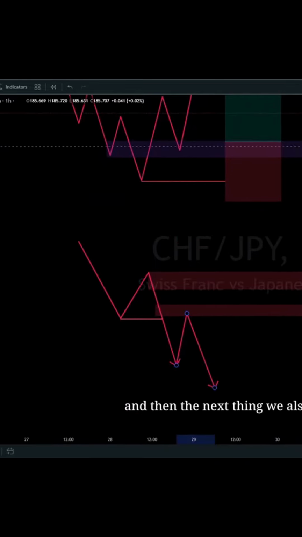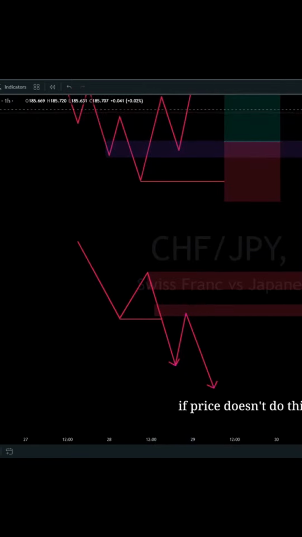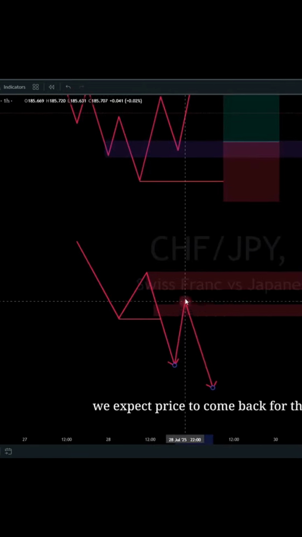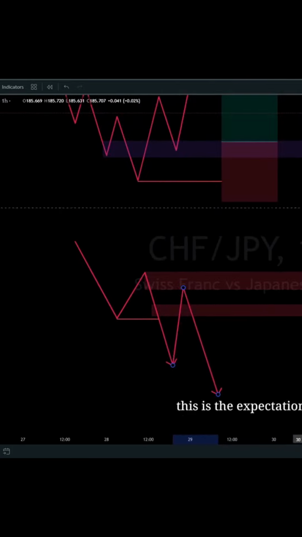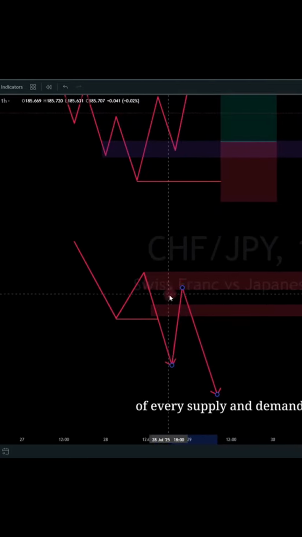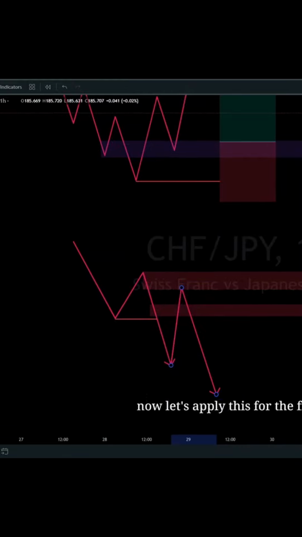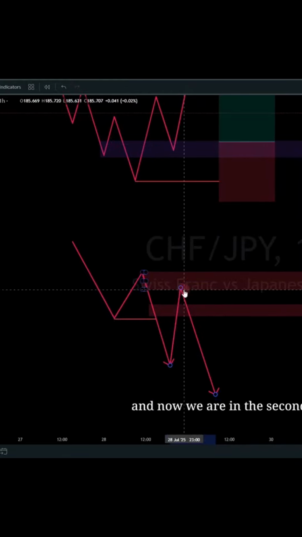And then the next thing we also expect is, if price doesn't do this, we expect price to come back for the extreme zone and then continue its downtrend. This is the expectation of every supply and demand trader when this is happening. Now, let's apply this for the first leg, and now we are in the second phase.